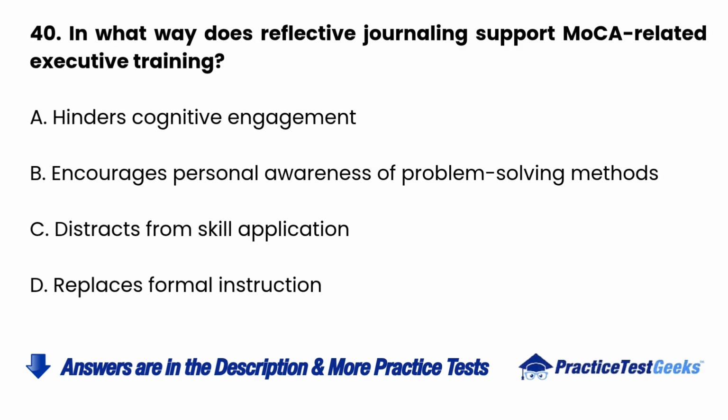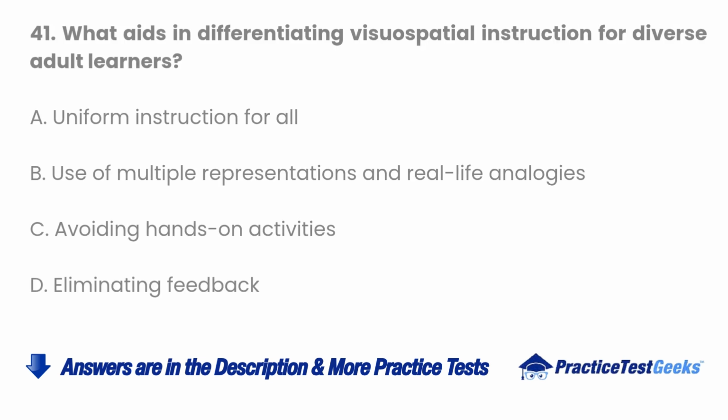40. In what way does reflective journaling support MoCA-related executive training? A. Hinders cognitive engagement. B. Encourages personal awareness of problem-solving methods. C. Distracts from skill application. D. Replaces formal instruction.